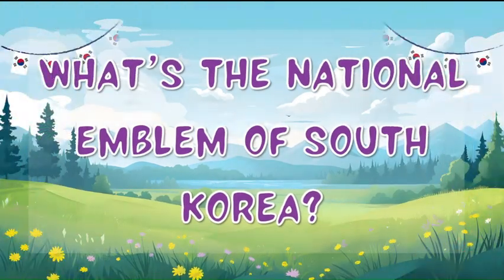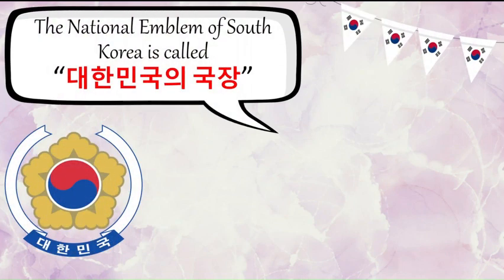The first question is, what's the national emblem of South Korea? What is it called? So, let's see. The national emblem of South Korea is called 대한민국의 국장. Here, 대한민국 is the official name of South Korea, that is the Republic of Korea. And 국장 means a symbol or emblem. Okay? And this is how it looks like. This is the design, this is the emblem of South Korea.